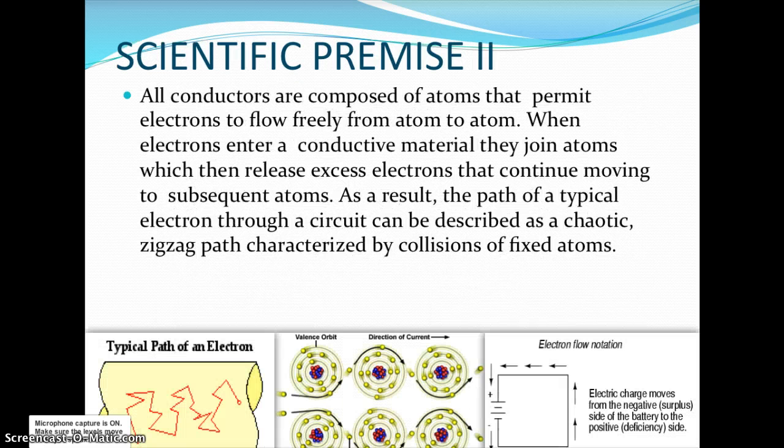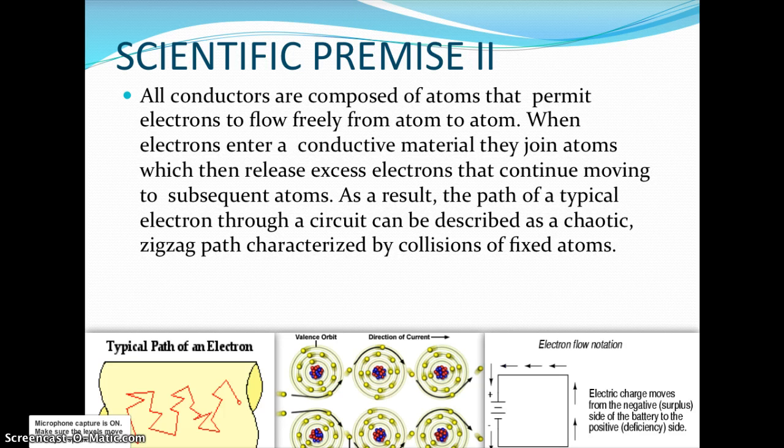All conductors are composed of atoms that permit electrons to flow freely from atom to atom. When electrons enter a conductive material, they join atoms which then release excess electrons that continue moving to subsequent atoms. As a result, the path of a typical electron through a circuit can be described as chaotic, zigzag paths characterized by collisions of fixed atoms.